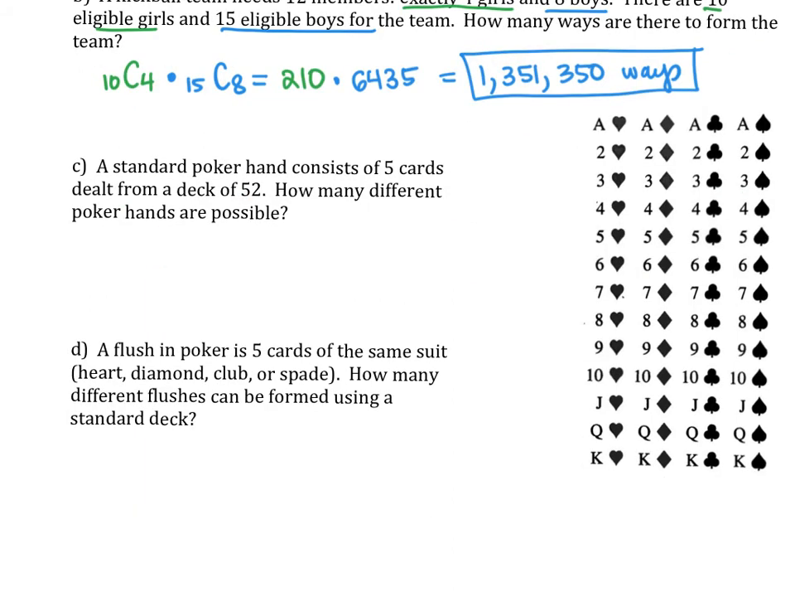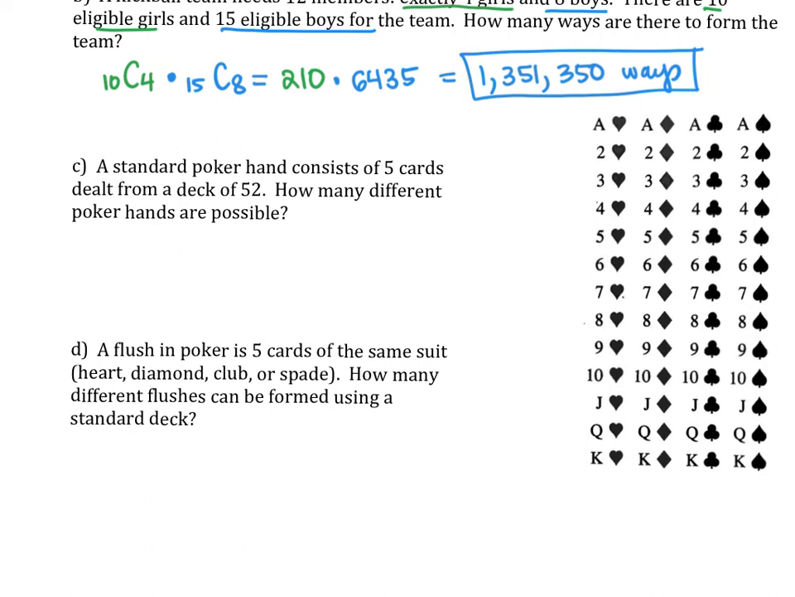Okay, the last thing we're going to think about is poker. A standard poker hand consists of 5 cards dealt from a deck of 52. How many different poker hands are possible? Okay, this is a deck of cards. If you are not familiar with cards, they look kind of like this. The hearts are red. The diamonds are also red. The spades and the clubs are black. I don't know. We'll get to it later.